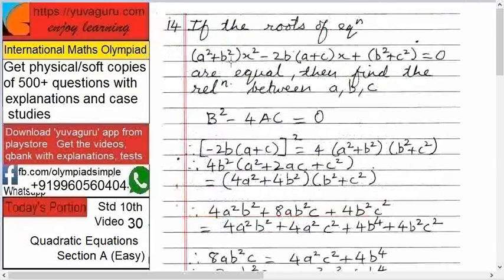Okay. Next, if the roots of the equation (a square plus b square) x square minus 2b(a plus c) x plus (b square plus c square) equals to 0 are equal, then find the relationship between a, b and c. Here, they are equal. Equal means they are real, because if they were imaginary, they wouldn't have been given at the 10th level. So they are real and equal. That's why b square minus 4ac equals to 0.